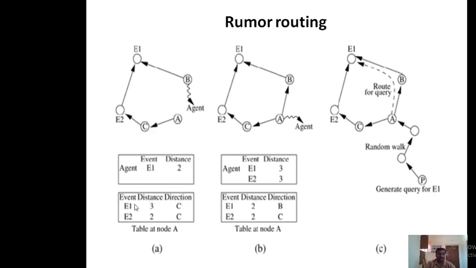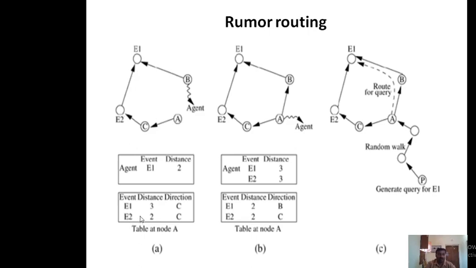For this column's data to be satisfied, the agent must be at node A. Then only can it get the distance 3 to reach event 1 through C. That means it can move from A, and the distance is 3: 1, 2, 3, three nodes. That is the distance, moving in this direction.